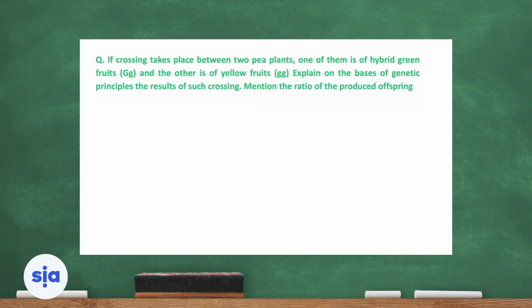Okay. If crossing takes place between two pea plants, one of them is of hybrid green fruits. This is the genotype, G capital, G small. And the other is of yellow fruits, 2 small g. Explain on the basis of genetic principles the results of such crossing and mention the ratio of the produced offspring.